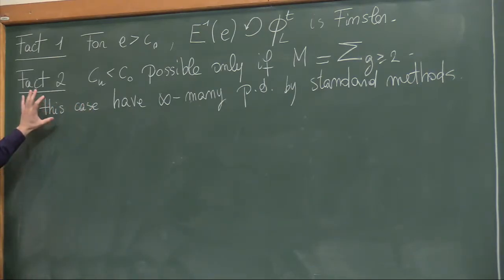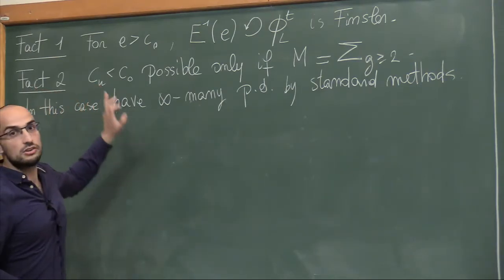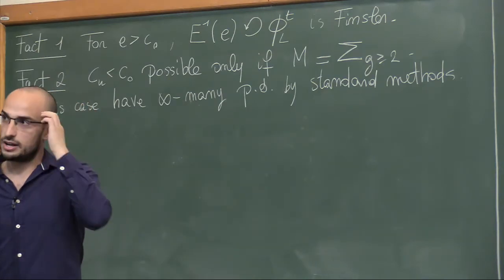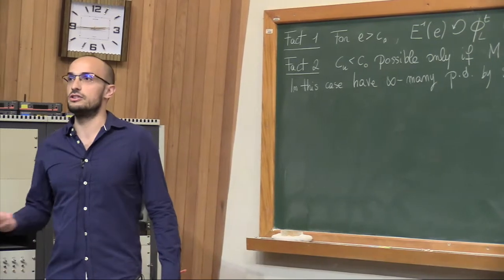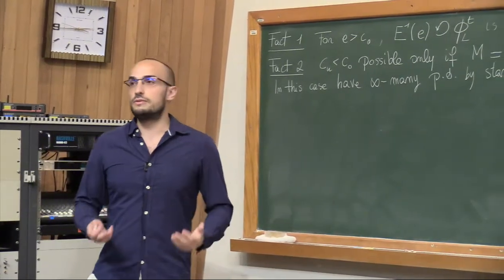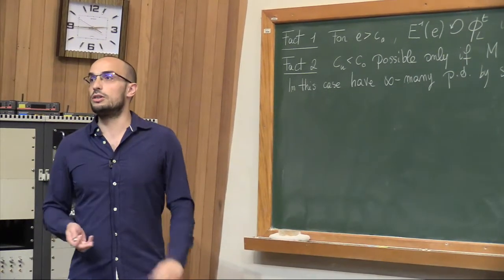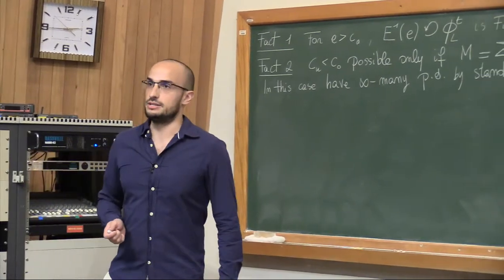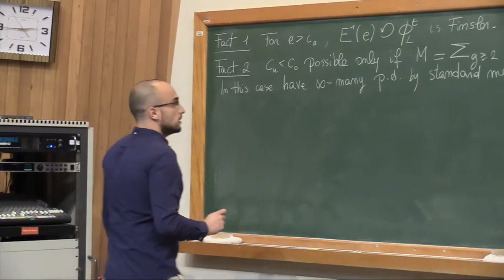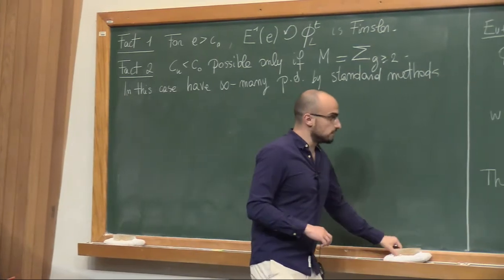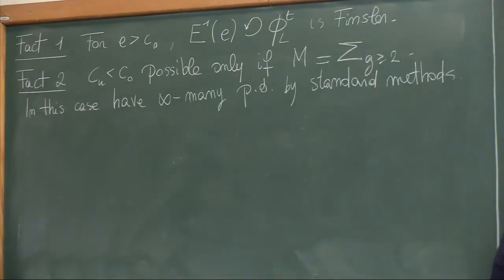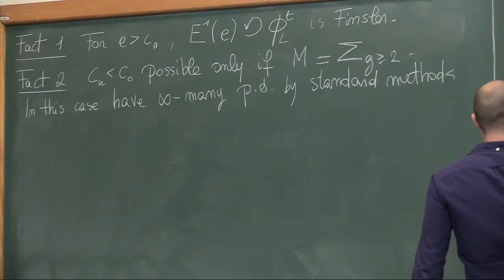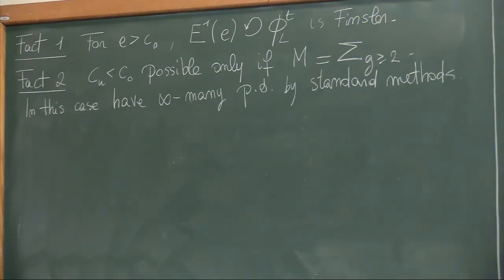So I will be mainly interested in energy below the Mañé critical value Cu, but for our purposes we will also need the energy level C0, because a lot of the results I will present today will hold also up to the energy level C0. So, as I already told you, I will show the existence of families of periodic orbits which are simple and bound over some set.